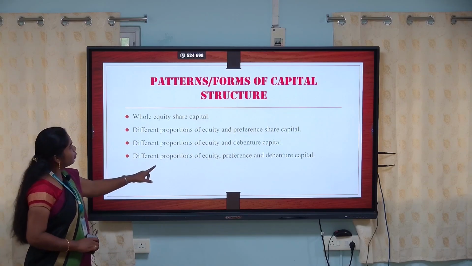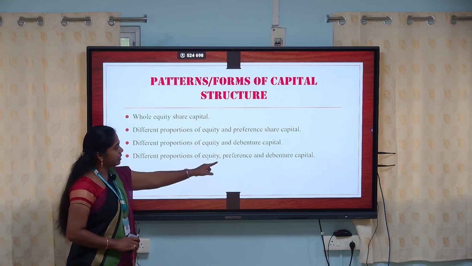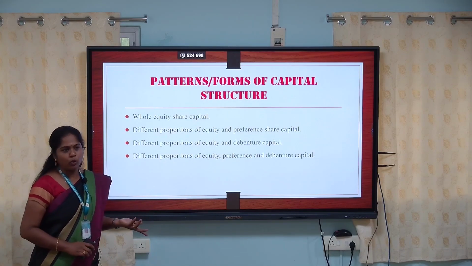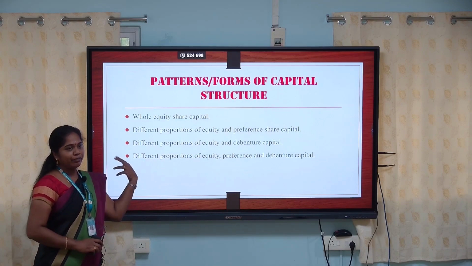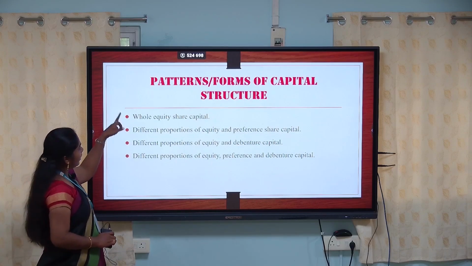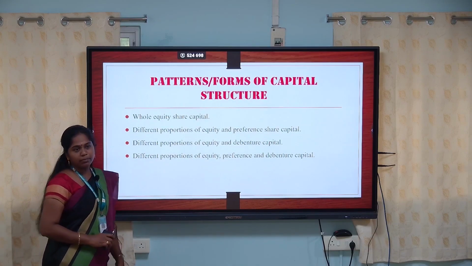And coming to the proportion of equity, preference and debenture capital, they can also go for a bank loan. So all together they form a capital. These are the different ways of capital structure in a business.